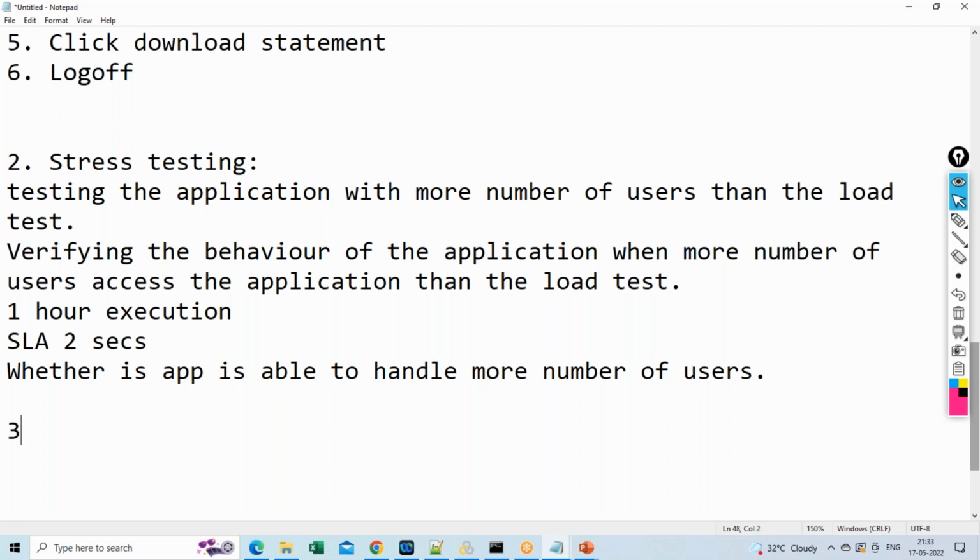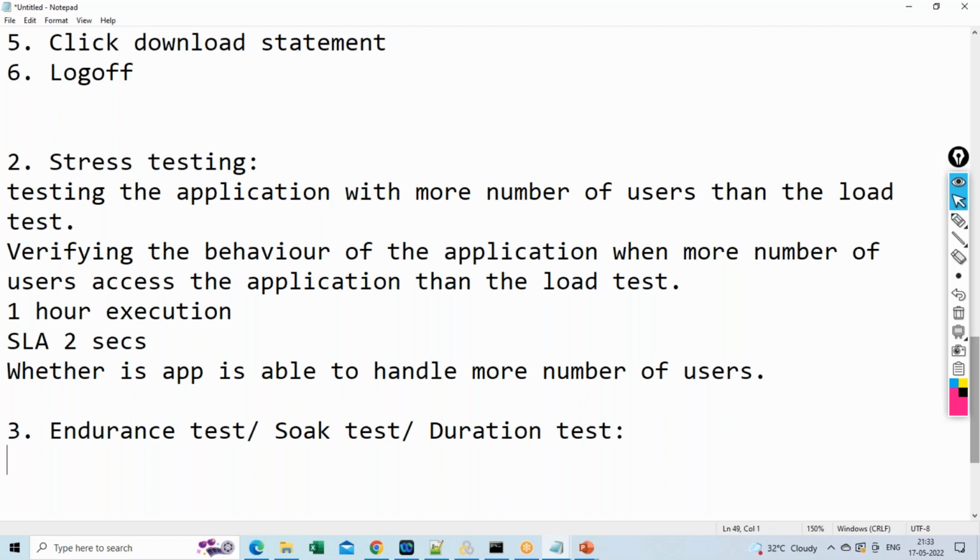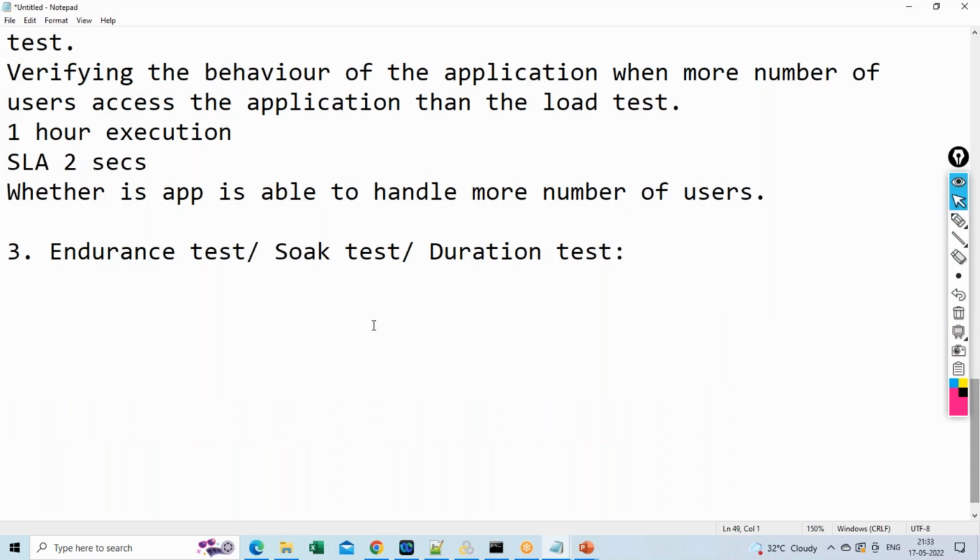Now the third type of test is endurance test. Okay, we call it a soak test also. We call it a duration test also. So in some of the projects they call it endurance test. In some of the projects they call it soak test. In some of the projects they call it duration test. But all of them refer to the same thing. Even though they call it with different names, the actual meaning is same.